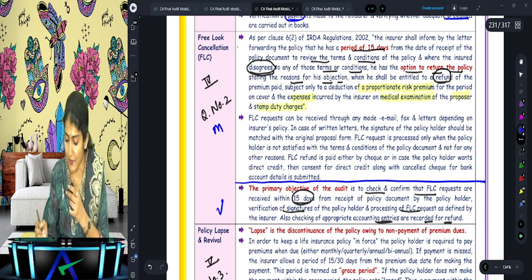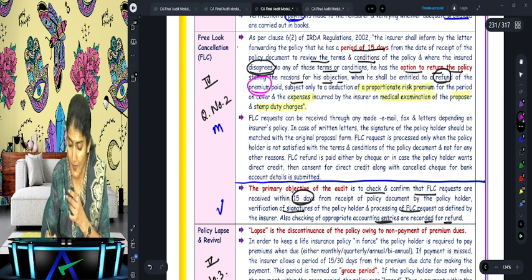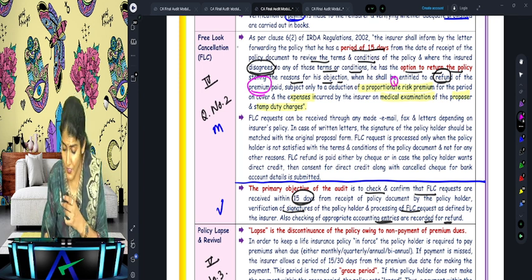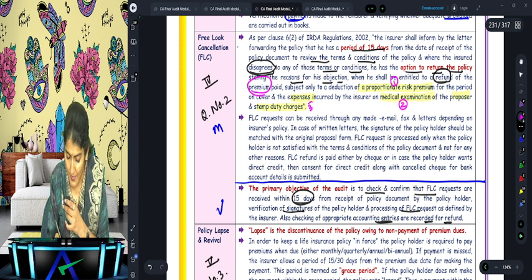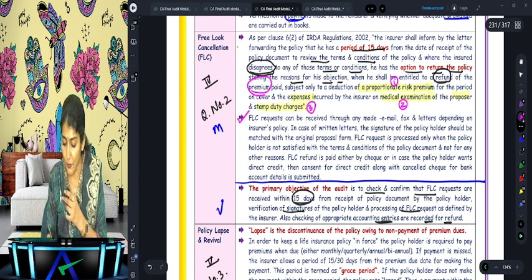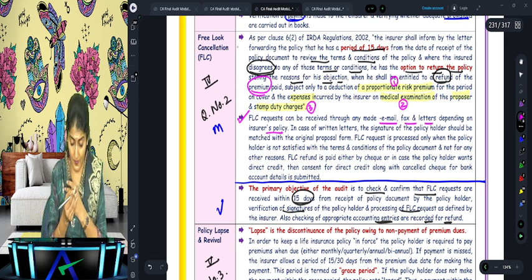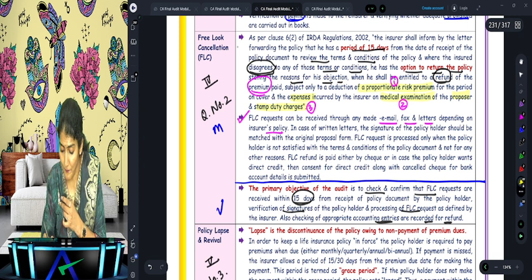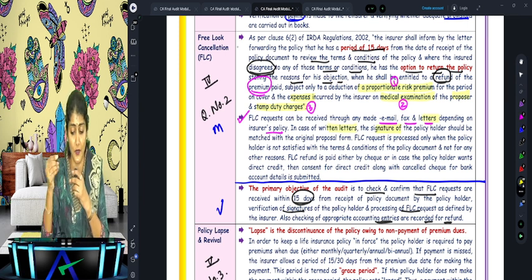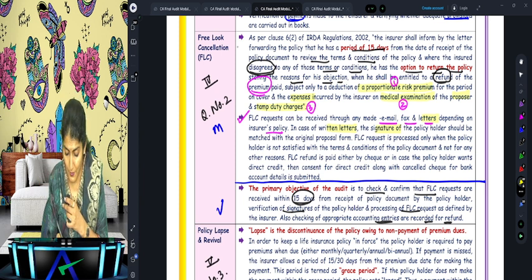So what are the three things which will be deducted from the premium? A proportionate risk premium, say after 13 days he applied for the cancellation, then the medical examination and the stamp duty charges. Then how can the FLC request be received? It could be received by email, fax, letters, depending on the insurer's policies. If it is received through written letters, the signature of the policy holder should be matched with the original proposal form. Are you understanding that?